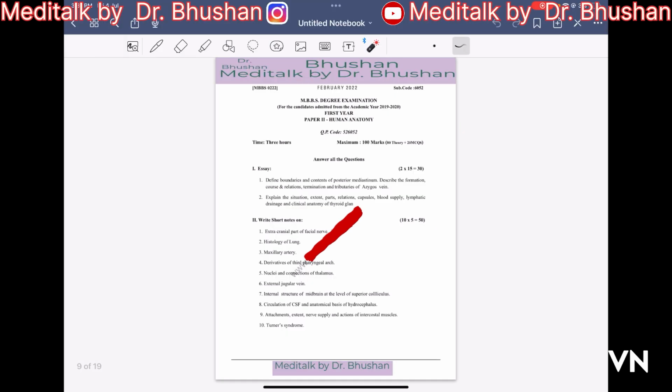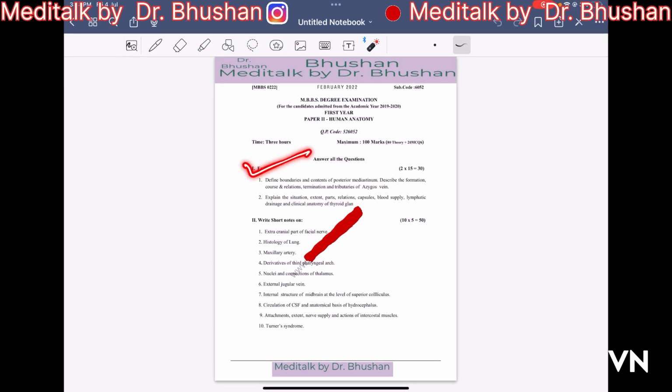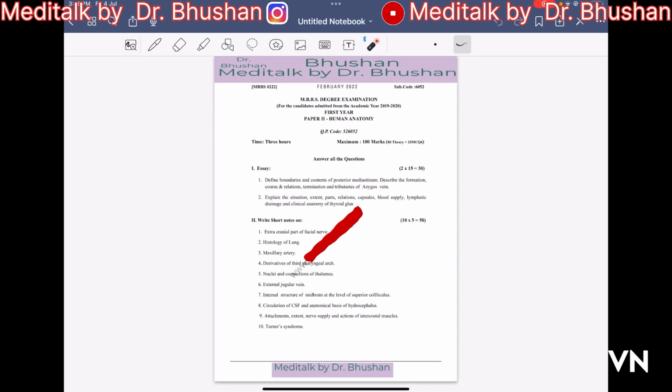Next, paper 2, February 2022. LAQ, first is define the boundaries and contents of posterior mediastinum. Describe the formation, course, relations, termination and tributaries of azygos vein.